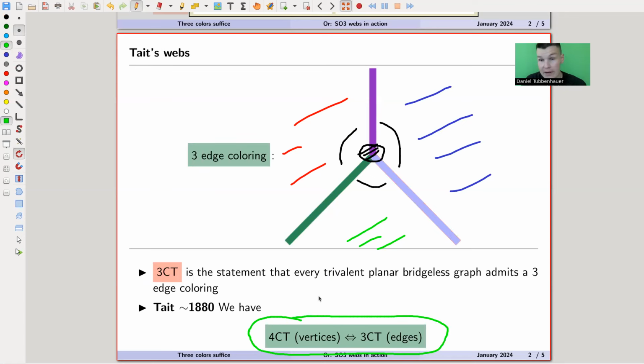the 3 coloring of the edges. So instead of looking at a 4 coloring of the map, you can just write down those webs and look for a 3 coloring of the edges. Hope that makes sense. 4 coloring of faces or vertices of the original problem is equivalent to a 3 coloring problem for the edges of a web. And that's Tate's main result.